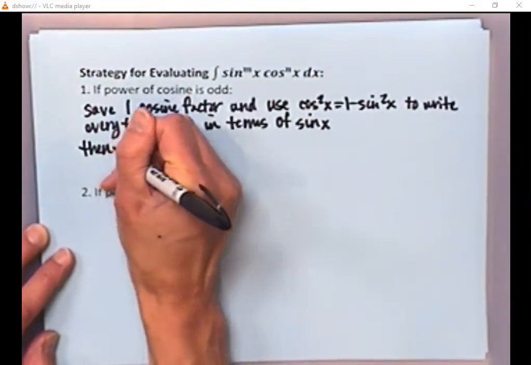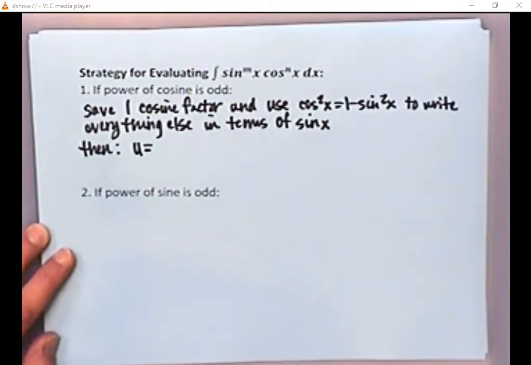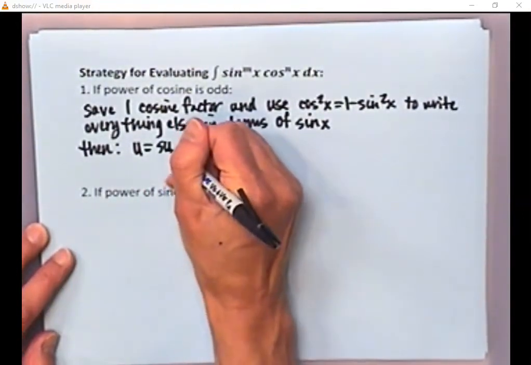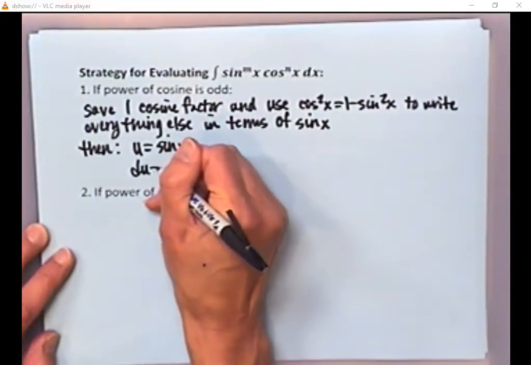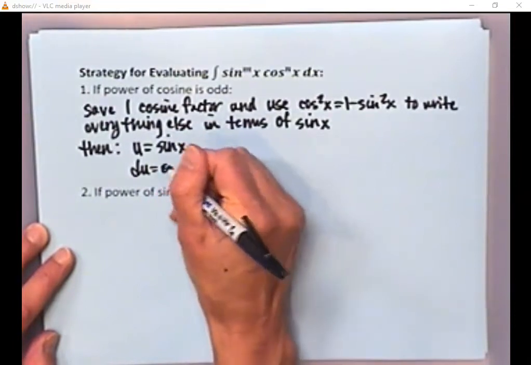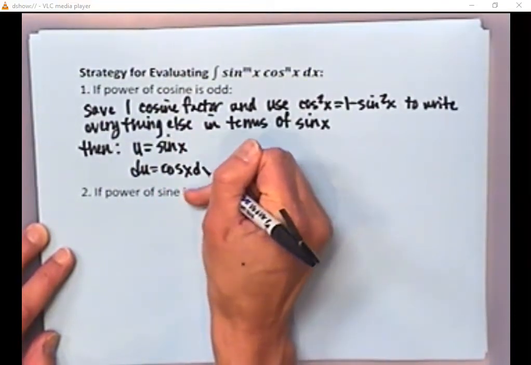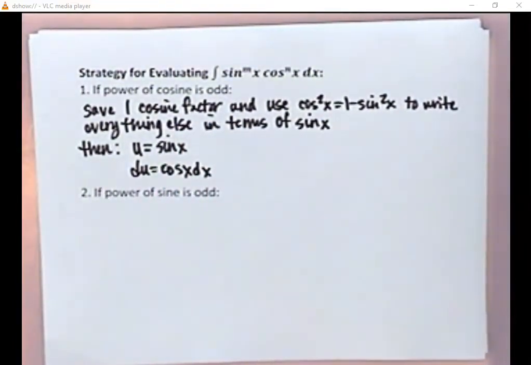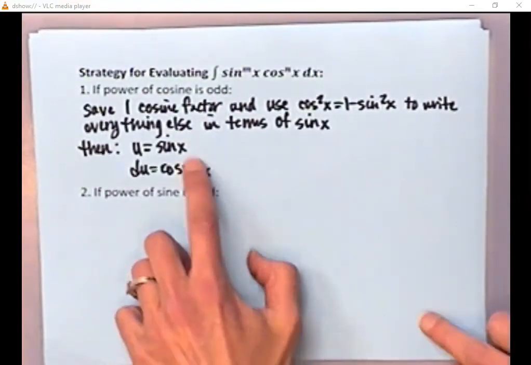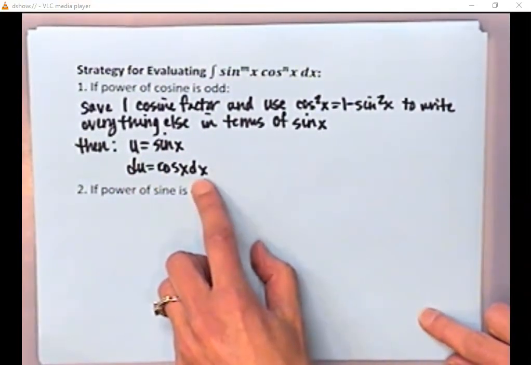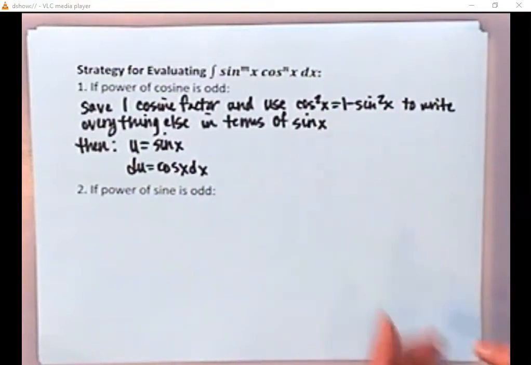Then you just substitute on this one. If you save a cosine, then u would be sine x, and du would be your cosine of x. So you'd save that one cosine out to act as your du, and then everything else would have to be written in terms of sine and substituted with u's. So that would be the strategy there.